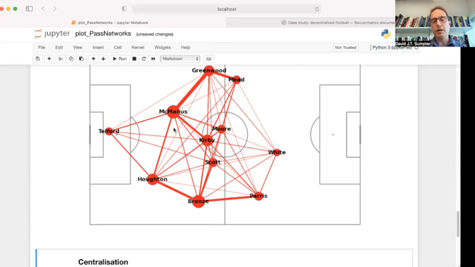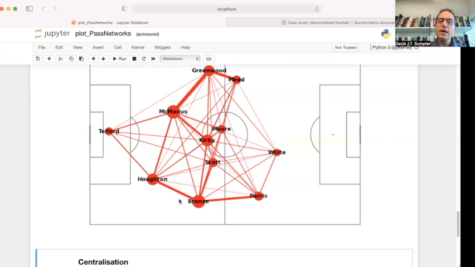They could have just been rolling the ball back. You often see a kind of rolling backwards and forwards of the ball between the center backs in these types of passing networks, which doesn't mean that was the most important thing that happened in the match. So this isn't the only way to see the game. This is one way of seeing the game. And for example, we'll see this in the next lecture.